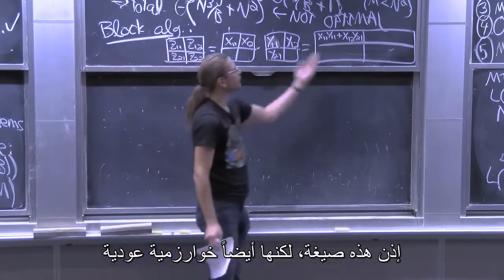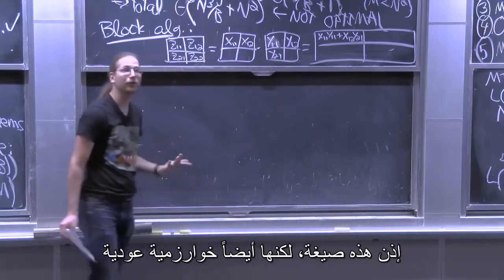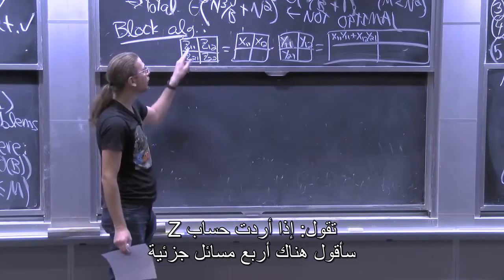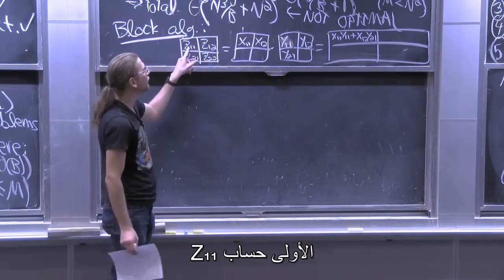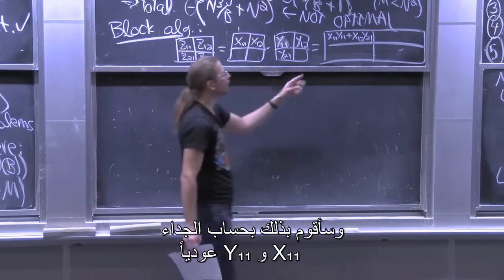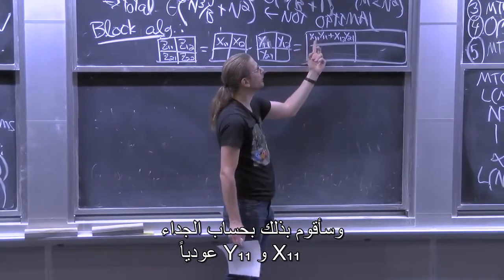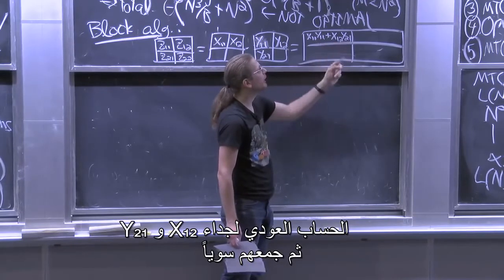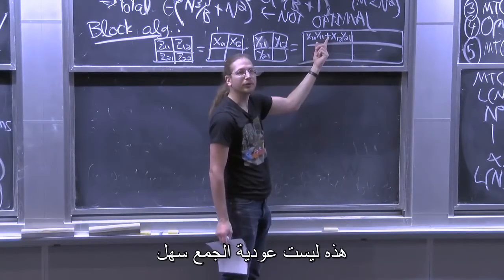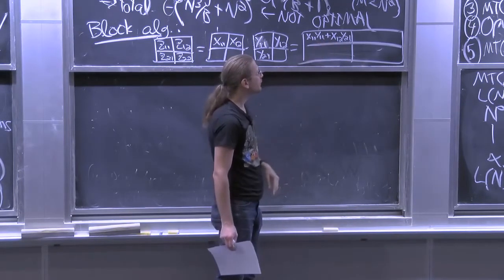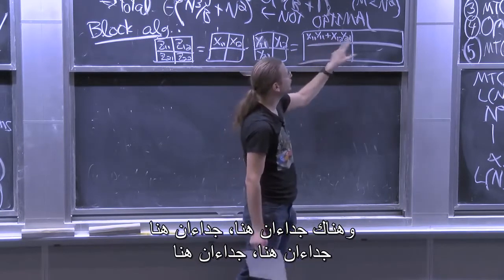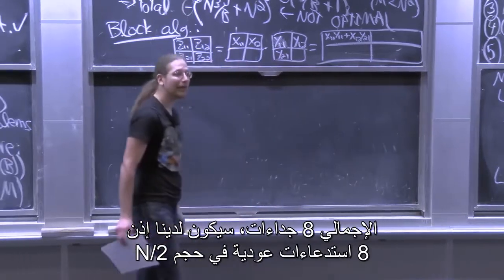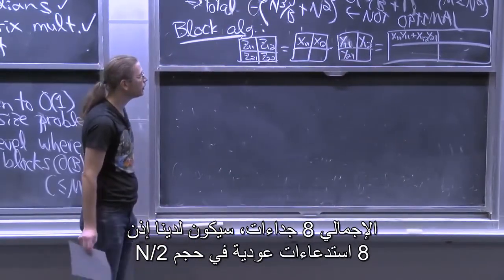So this is a formula, but it's also a recursive algorithm. It says if I want to compute Z, there are 4 subproblems. The first one is to compute Z11. And I'm going to do that by recursively computing the product of X11 and Y11, recursively computing the product of X12 and Y21, and then adding them together. This is not recursive. Addition is easy. There are 2 products here, 2 here, 2 here, 2 here, total of 8 products. So we're going to have 8 recursive calls of size n over 2.